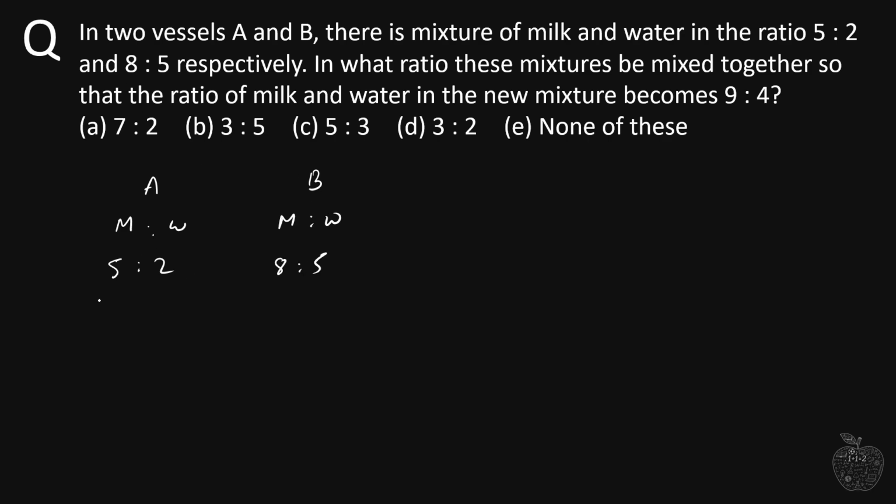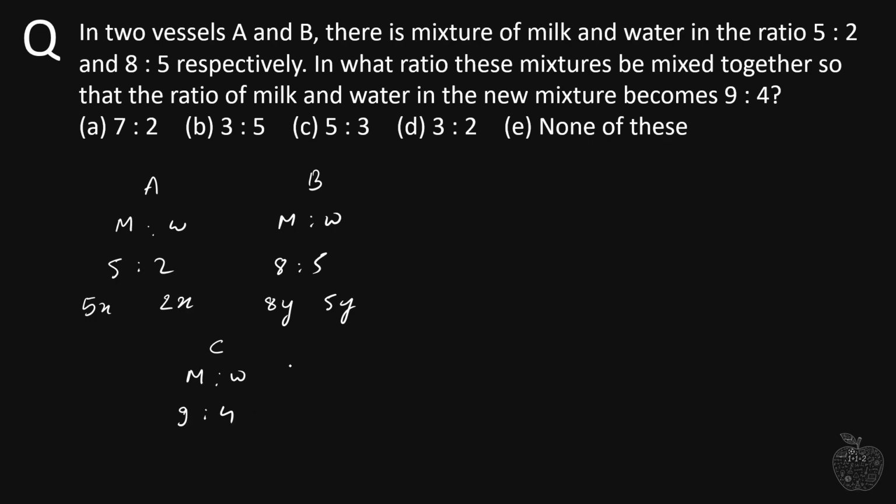Now let's assume that in vessel A there is 5x milk and 2x water, and in vessel B there is 8y milk and 5y water. Now in what ratio should this mixture be mixed together so that the ratio of milk and water in the new mixture becomes 9:4? Let's say the contents of A and B are mixed together in vessel C, and the ratio of milk and water in vessel C is 9:4.